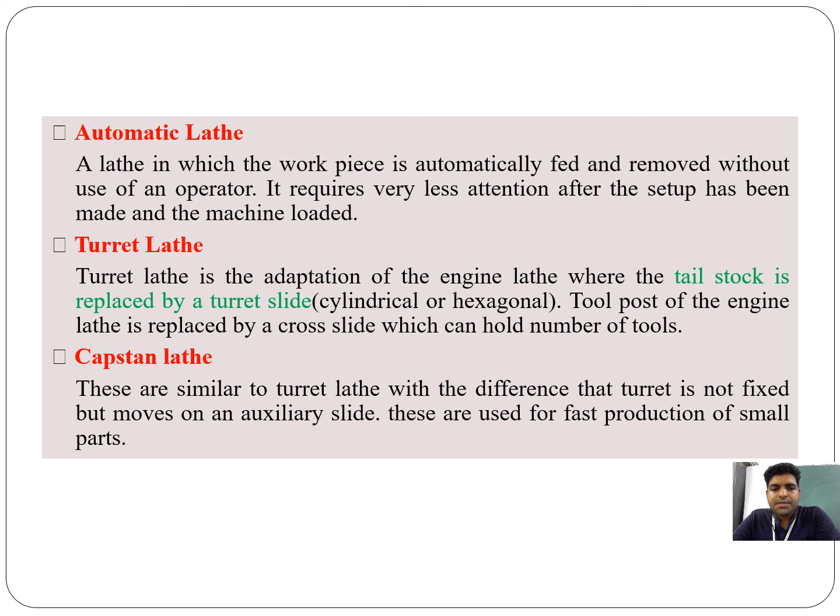Next one is the capstan lathe. This is very similar to the turret lathe. The difference is that the turret is not fixed but moves on an auxiliary slide. These are used for fast production of small parts.